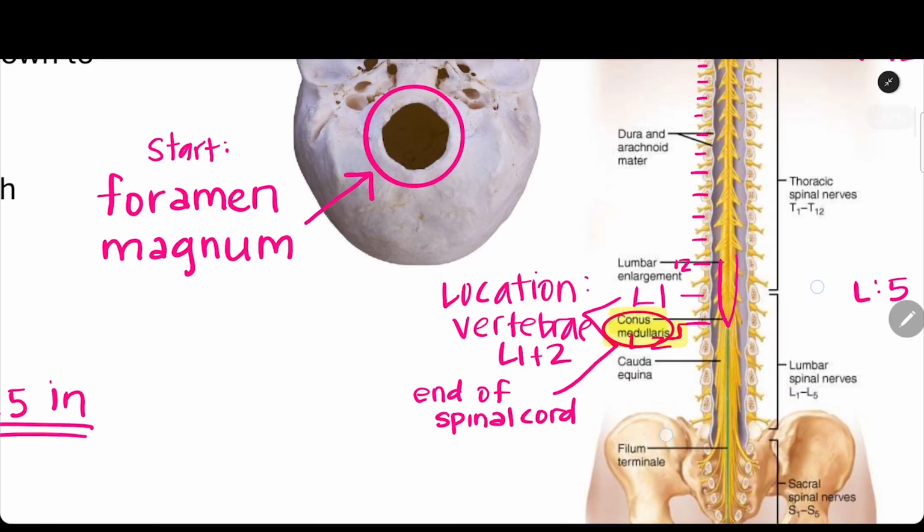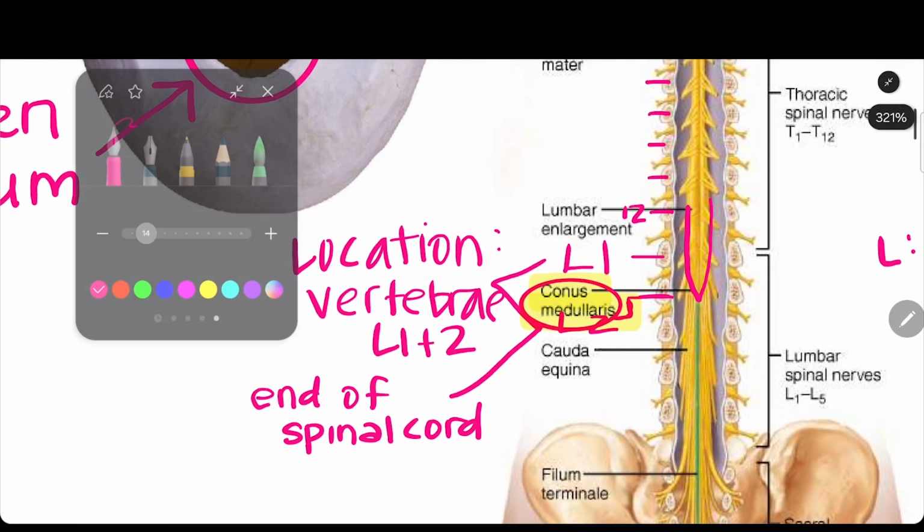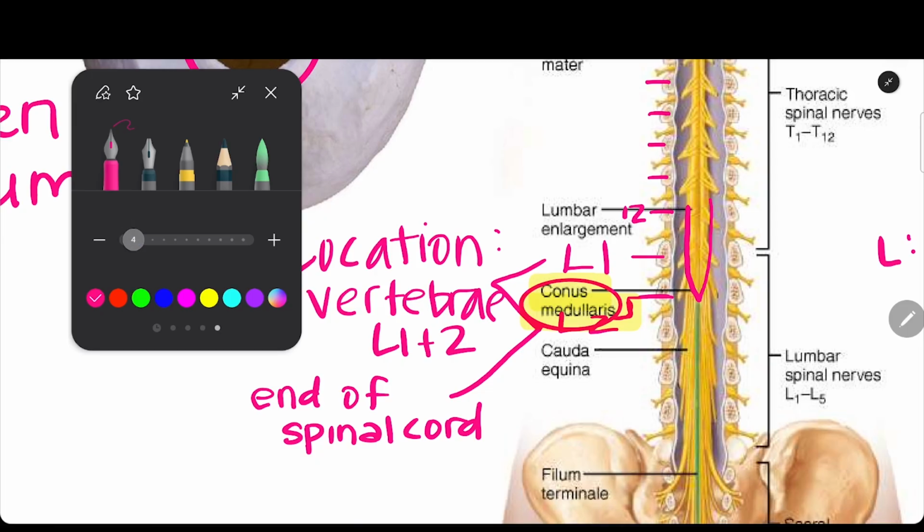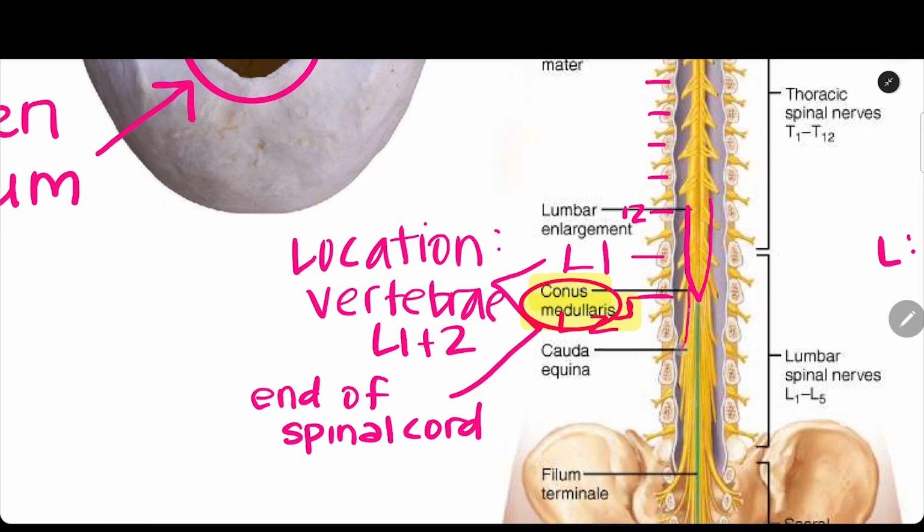Now, what you may notice is it ends in the conus medullaris, but then you still have these stringy fibers coming off the end. So all of these things here. And that is called the cauda equina. So cauda means tail, like the caudal end of something versus the cephalic end or the cranial end. And equina, equine, right, means horse. So cauda equina, horse's tail.